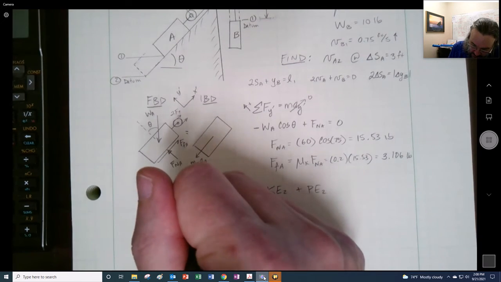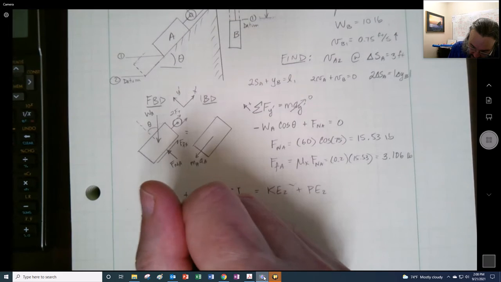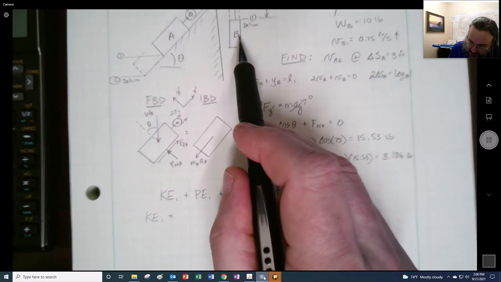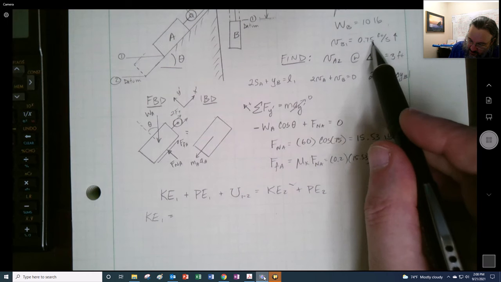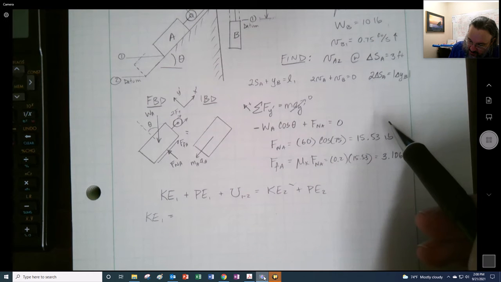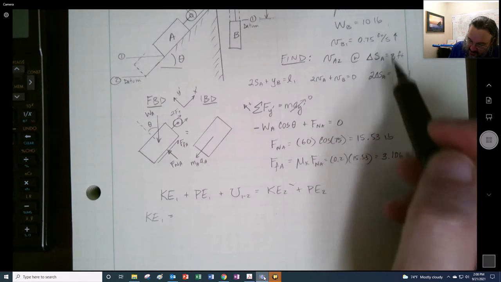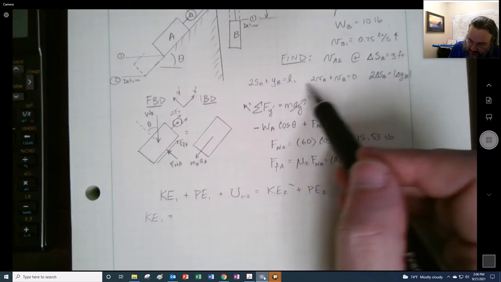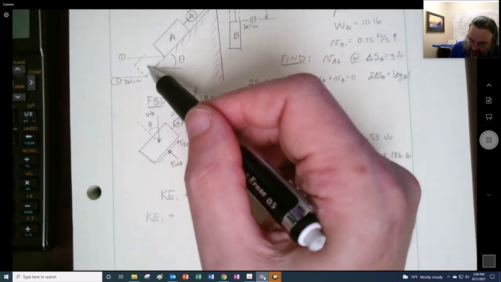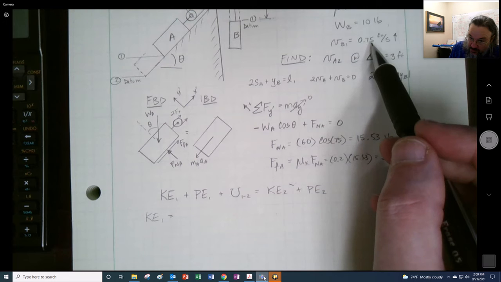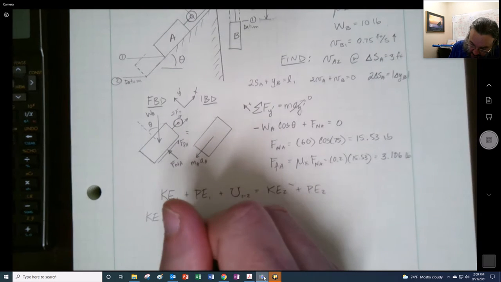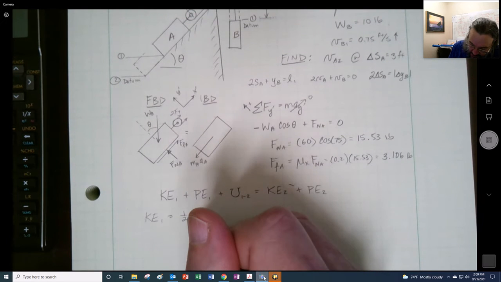I'm going to say equals. Now these both are actually moving, because we know this is moving at state 1. We were given that it's moving at 0.75. So that means that actually A is moving downwards at 1/2 of that, so it's actually moving down at 0.375. So we'll write out the equation here.